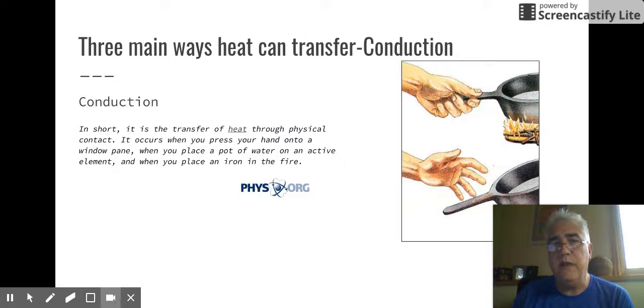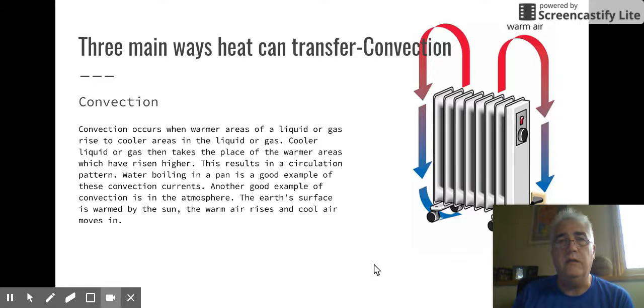So there are 3 ways that heat can transfer. The first is conduction. It's a very simple example that we've got here. When you touch, there's direct contact between the objects. The heat transfers very directly. The convection, a little bit more complicated. Convection occurs when things heat up and they become less dense. As things become less dense, they tend to rise. And as things cool, they tend to become more dense and sink.